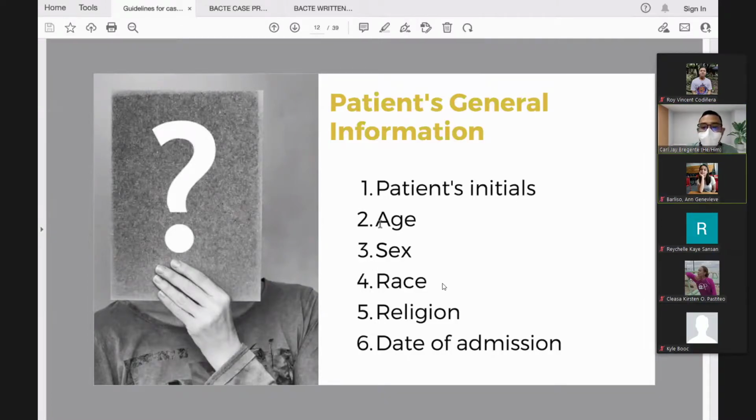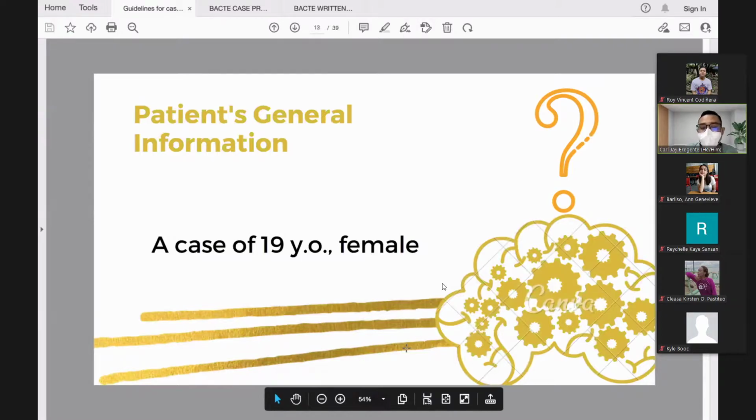You also provide the age of the patient if given in the case, the sex, the race, the religion, and the date of admission. So for our case, this is a 19-year-old female. Okay, there is no patient name.